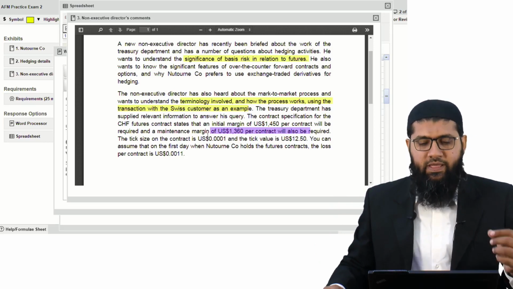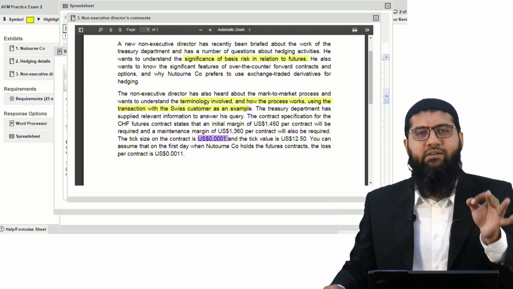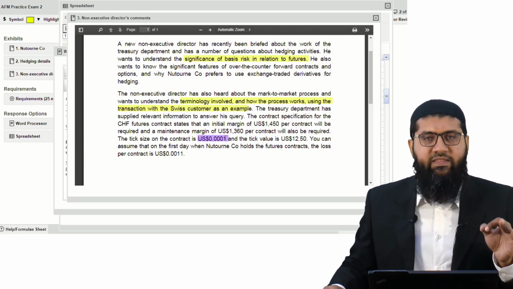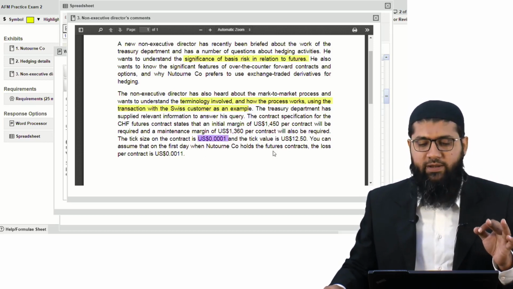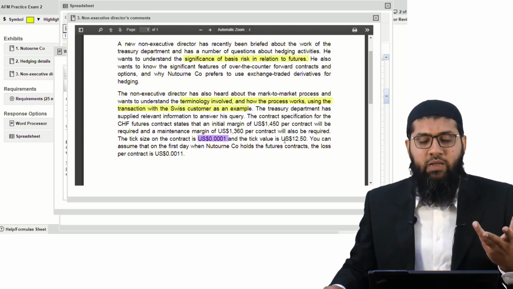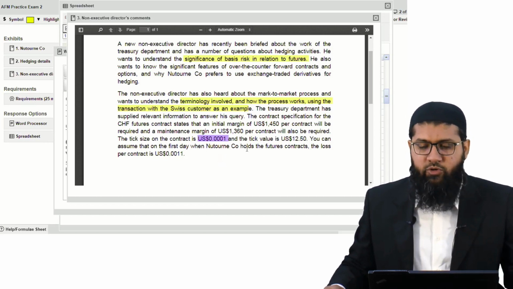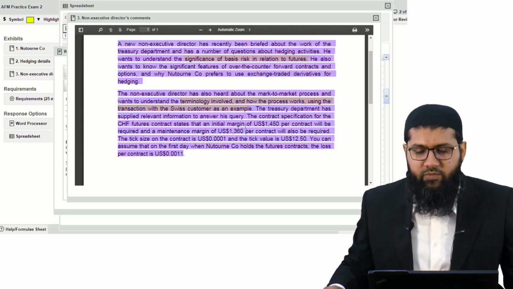That means this tick size is actually the smallest movement in the value of the contract. This tick value is the gain or loss arising from one tick movement in the value. You can assume that on the first day when Nouturne holds the future contract, the loss per contract is this.